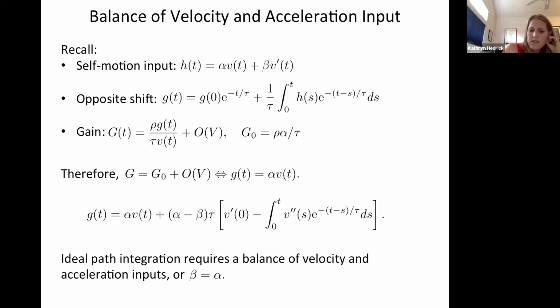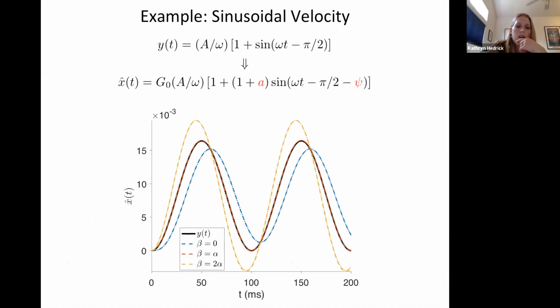So this is really an interesting result. It's not one that we expected. In the multiplicative model, the ideal path integration requires no acceleration input whatsoever. And in the additive models, typically people use only a velocity input. So this was a surprising result.